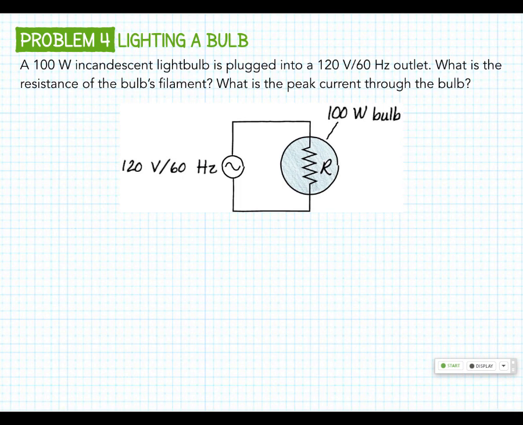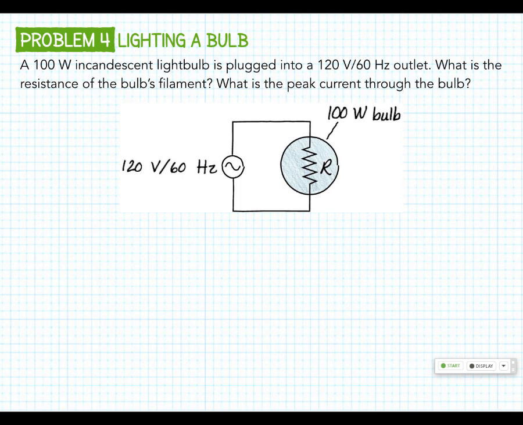Okay. Then we can use P is equal to I_RMS times V_RMS. So the current RMS is equal to P over V_RMS, which is 100 watts over 120 volts, which is 0.83 amps-ish, okay? And what current is that? That's the RMS current. We want the peak or max current, okay?